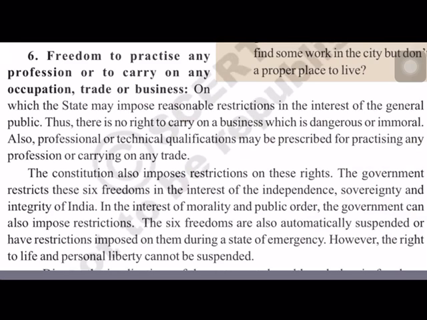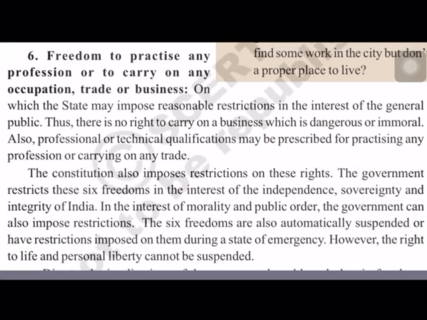Suppose some people want to take up opium trade. You might have heard of the opium trade between England and China. Opium is a drug, and that is also illegal and immoral. So such trades cannot be allowed by the government. Even though we want to take it up as a source of livelihood or as a means of trade or business, it is not allowed by the government. So the government can impose some restrictions on this freedom also.